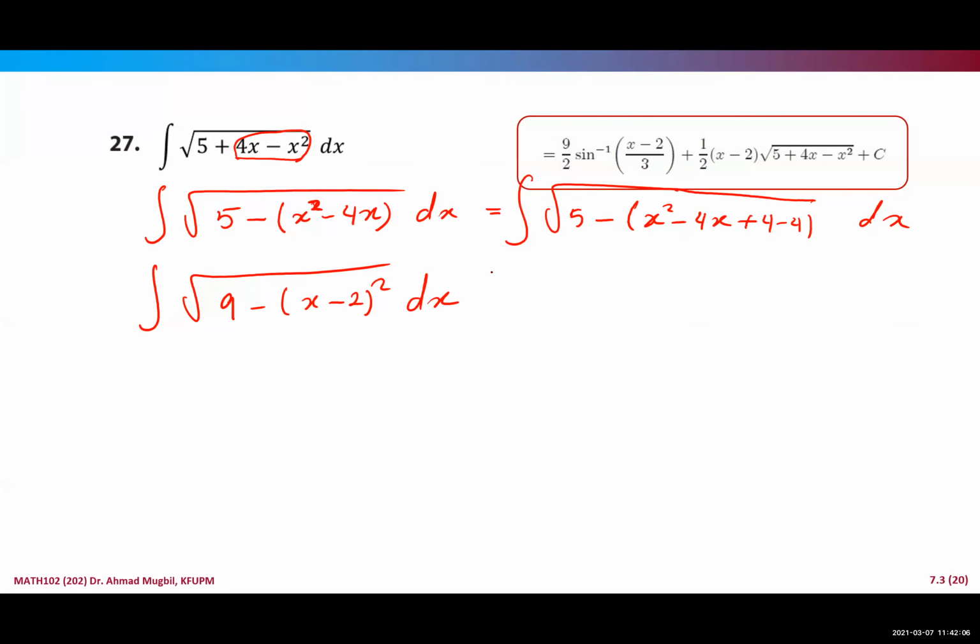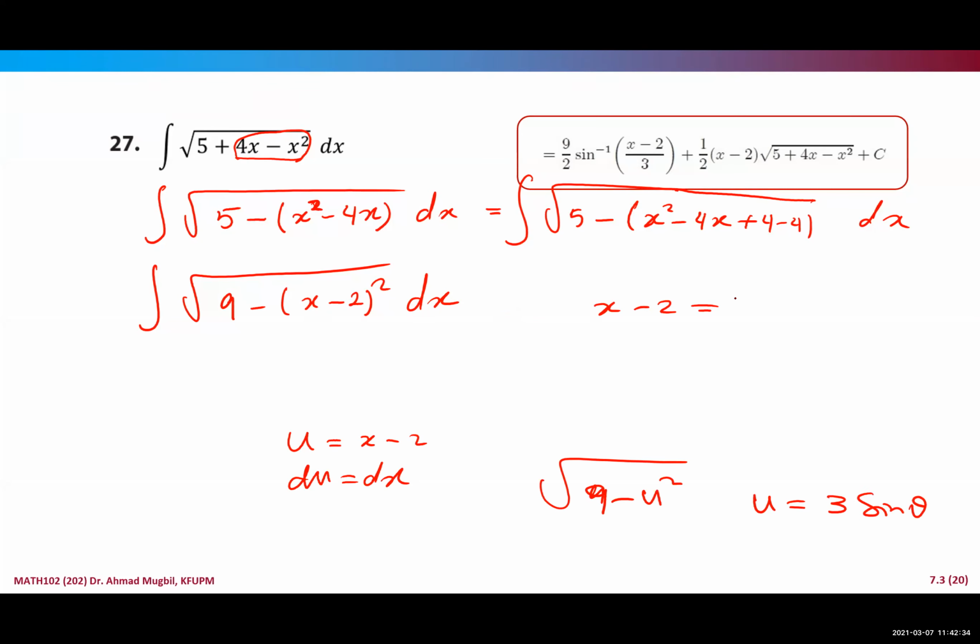dx. Now, to solve this integral, we will use trigonometric substitutions. You can use U substitution at the beginning. You can put u equals x minus 2, du will be dx, and it is not a big deal. For me, I can do it like this. It will be 9 minus u squared, and I will put u equals 3 sine theta. So I will do the same here.